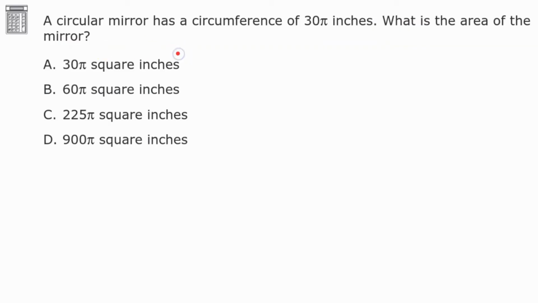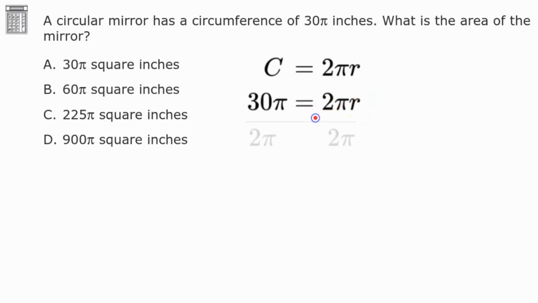Welcome back. So we know that circumference is equal to 2 pi r. We know the circumference is 30 pi. So I replace C with 30 pi. And I want to know what the area of the mirror is. So I'm doing this because I want to know the radius. So I divide both sides by 2 pi so that I can get r all alone. When I do that, pi divided by pi is 1. 30 divided by 2 is 15. So I know that the radius is 15.